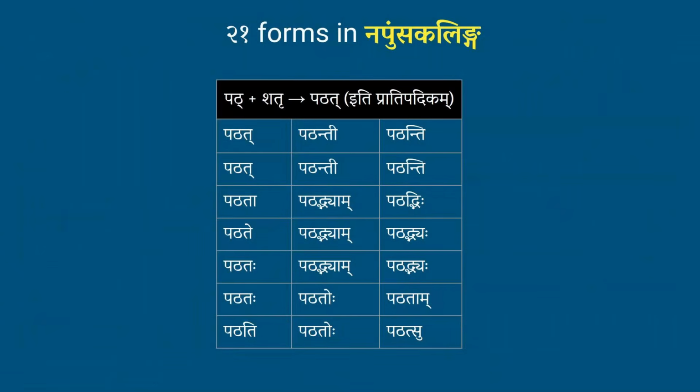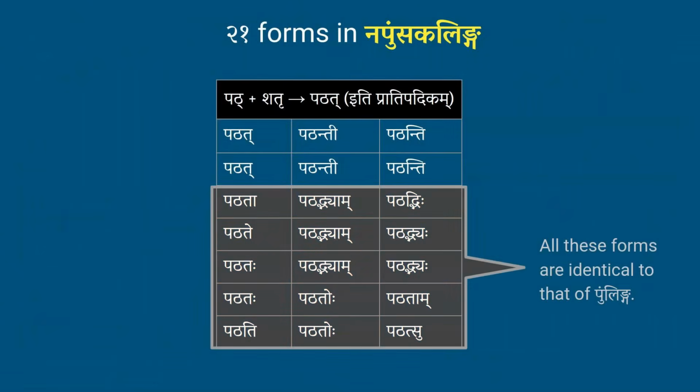In this case, the forms from the Tritiya to Saptami Vibhakti are all identical to that of the Pullinga. Only the Prathama and Dvitiya forms are special. Pathat, Pathanti, Pathanti, Pathat, Pathanti, Pathanti.